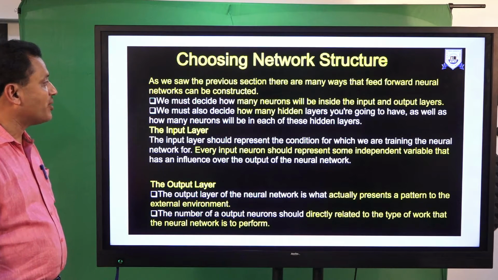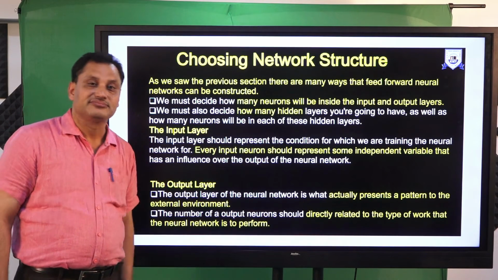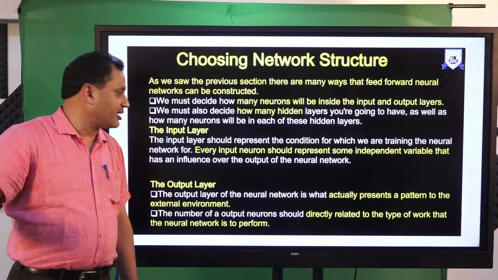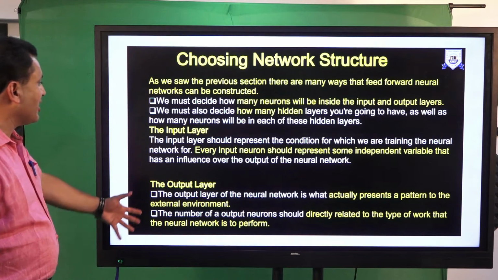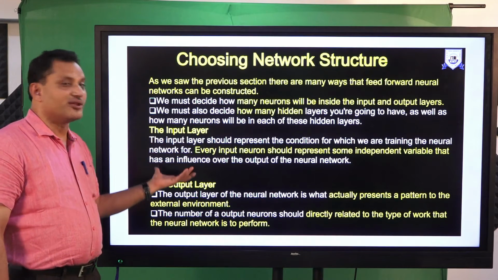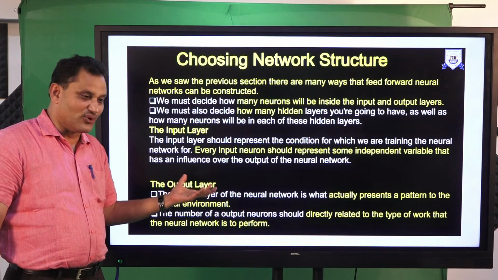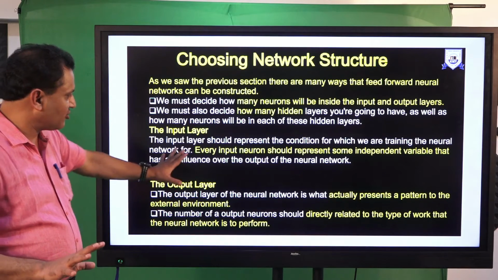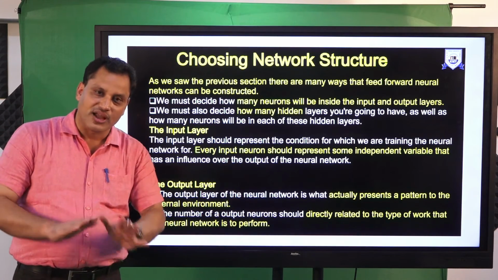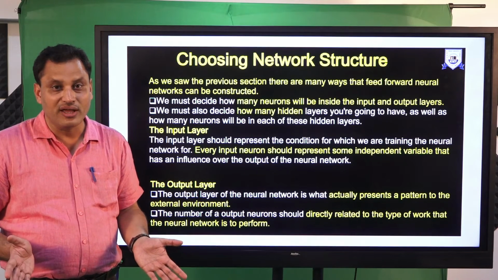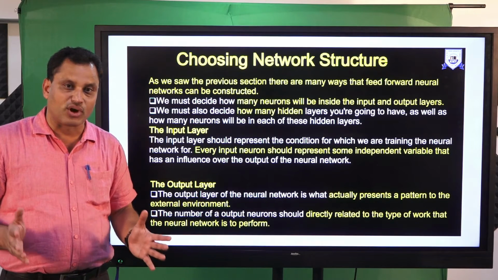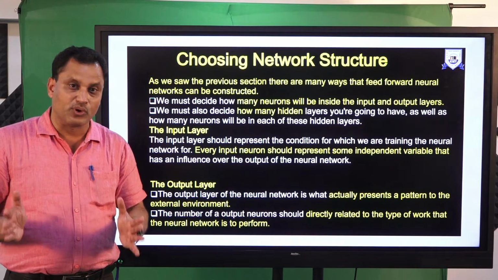We must decide how many hidden layers there are. The hidden layers are the layers in between the input layer and the output layer. So what is the input layer? How will the number of neurons of the input layer be decided? Let us not discuss the bookish things. We saw a couple of structures in the previous lecture. So how will we decide the number of neurons in an input layer?